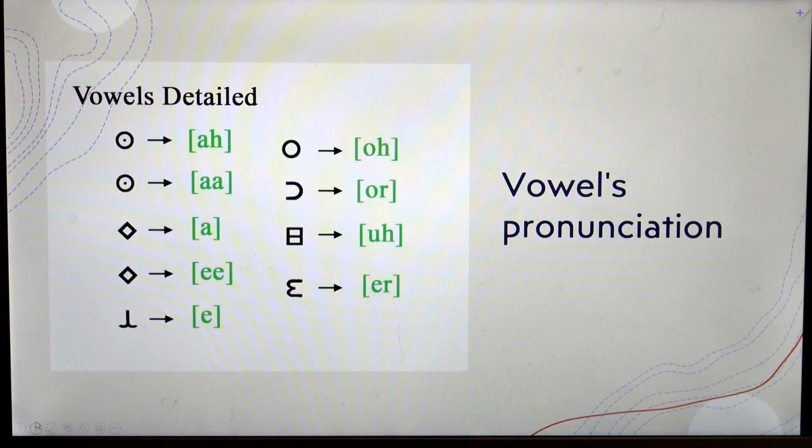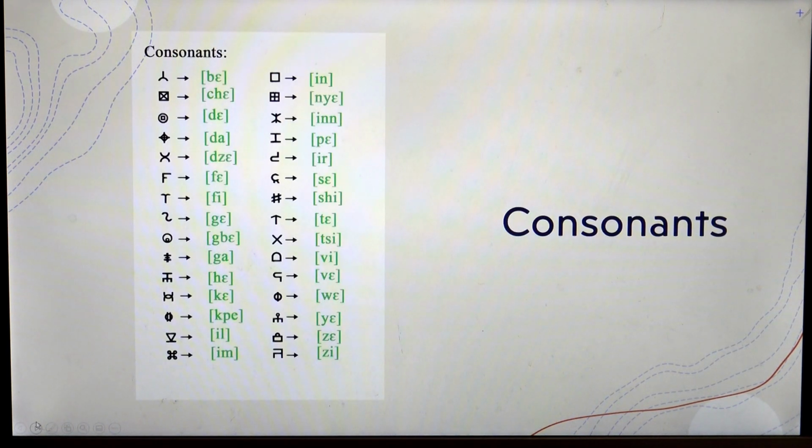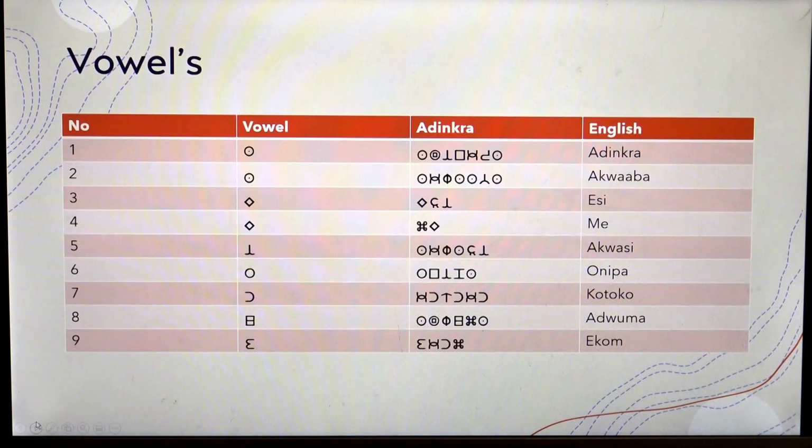And these are the vowels. So there are 7 vowels, but the A and the E vowels are used differently in different situations, so you can see them explained in the brackets. And this is the consonants. And here we have a table showing the vowels.